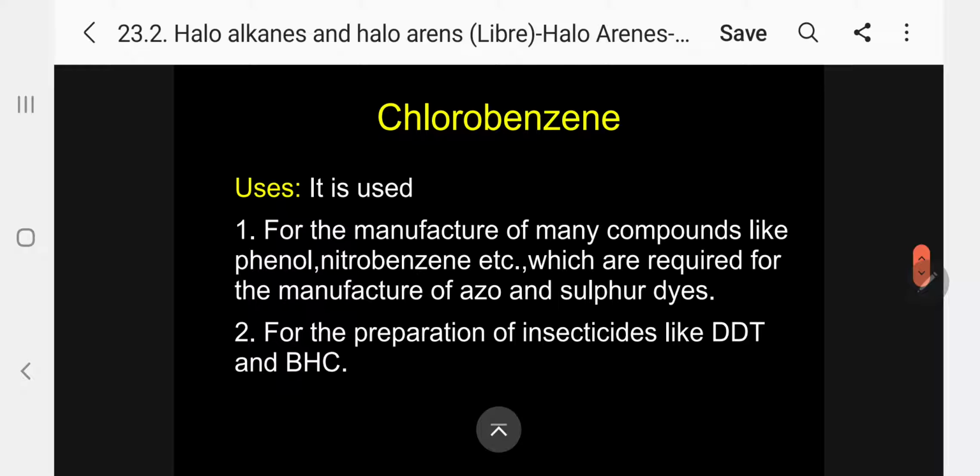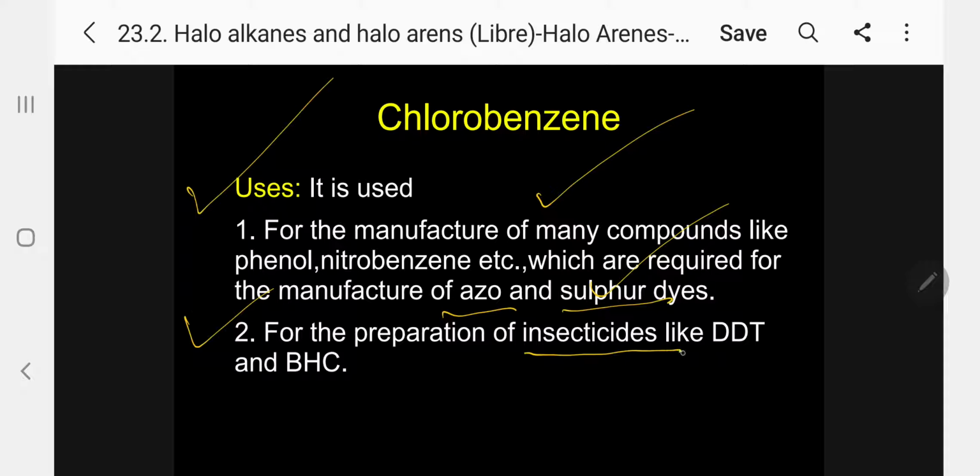Coming to uses, kindly follow. It is used, one, for the manufacture of many compounds like phenol, nitrobenzene, etc., which are required for the manufacture of azo and sulfur dyes. Number two, for the preparation of insecticides like DDT and benzene hexachloride. DDT we have already discussed: para-dichlorodiphenyltrichloroethane.